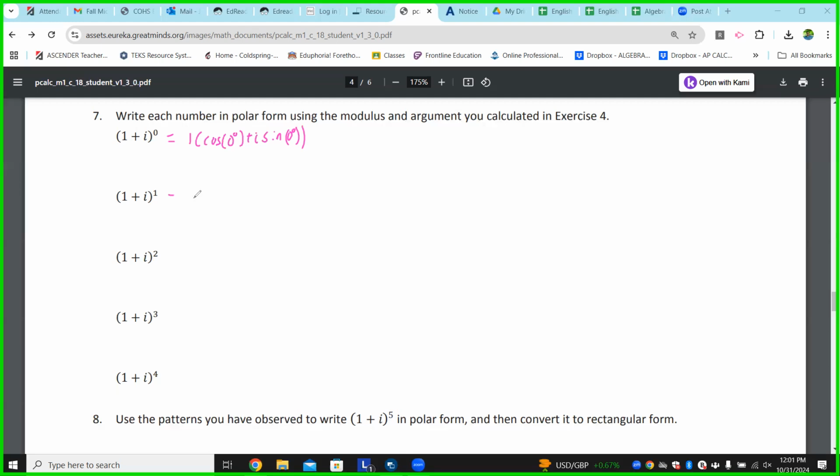So now let's go through this next part right here. What would this one be? What would be the modulus of 1 plus i to the first power? What was it? Not just 2. It was square rooted. Wasn't it square root of 2? Yeah, just square root of 2. Cosine, what was the argument? 45 degrees. If you haven't already figured out the pattern, go ahead and finish it all the way down to the 4th power, and then we'll catch up there.